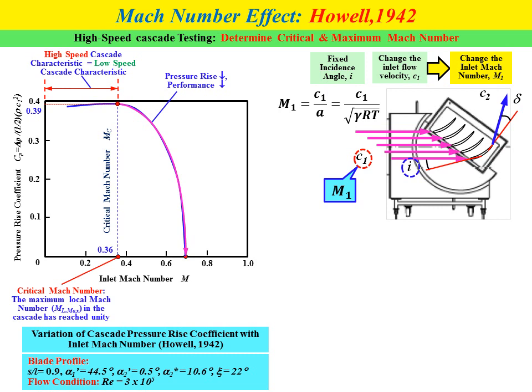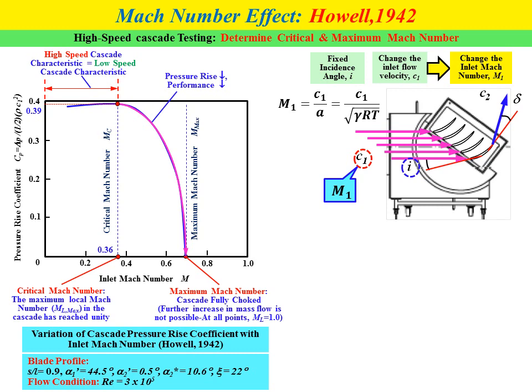Okay, the condition where the pressure rise is equal to 0, in terms of inlet Mach number, we refer to as the maximum Mach number, M max. And at this condition, the compressor cascade is fully choked, where further increase in mass flow is not possible. This is due to all points in the cascade, in terms of ML value, the local Mach number, having already reached 1.0. And the value of maximum Mach number for the Howell investigation is around 0.69.